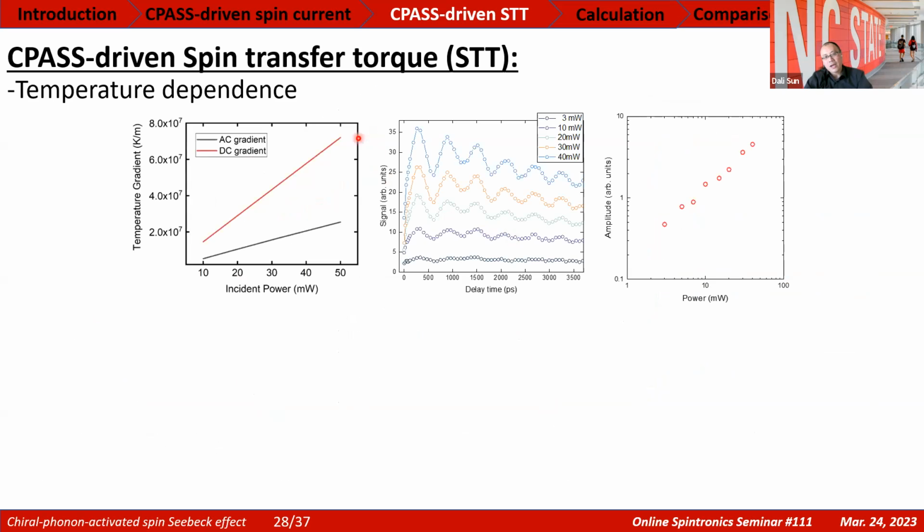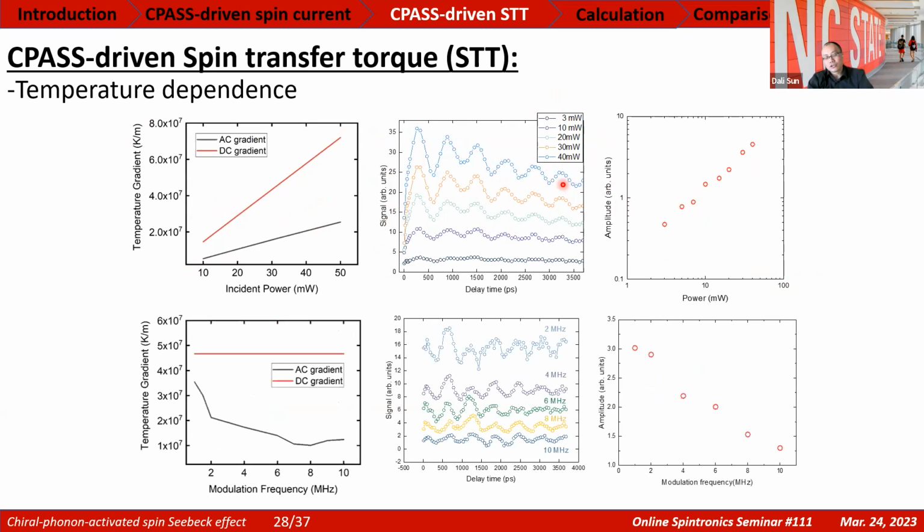We do temperature dependence by increasing the laser power. Once you increase the laser power, you are able to see the temperature gradient is higher. Of course, the AC temperature gradient and the DC temperature gradient will both increase, and all the signal is enhanced at a higher heating power. And you can also tune the heating power by reducing the modulation frequency in the MOKE.